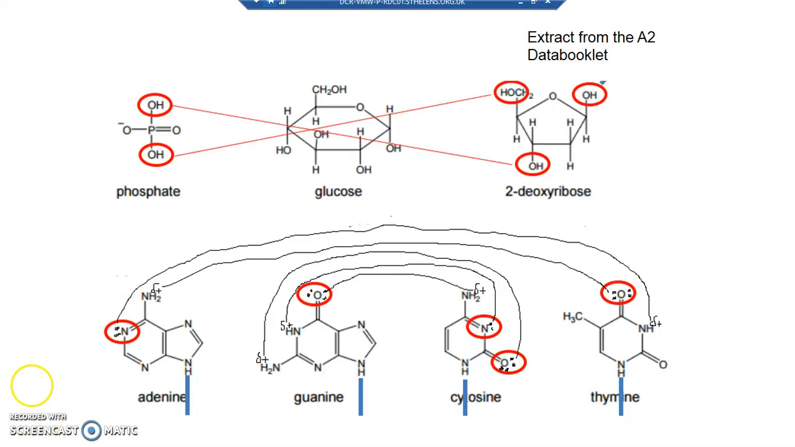Now, on the other part of the data book, you may have noticed some of these red rings. The red rings highlight single N's and single O's. Single N's and single O's, this N as well, you could put them on as well, these N's as well. Any single N's and any single O's have got lone pairs of electrons on. So you draw lone pairs of electrons on the N's and the O's.